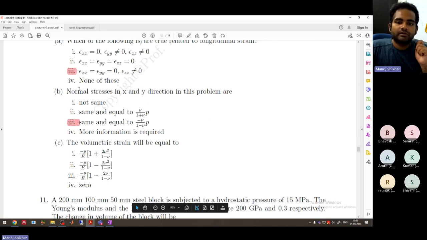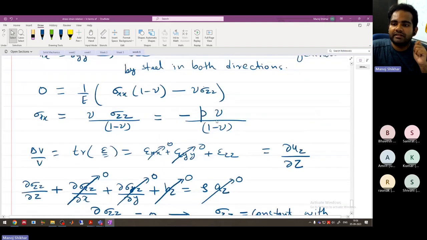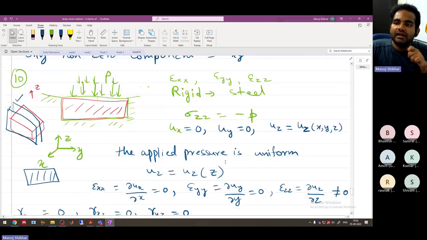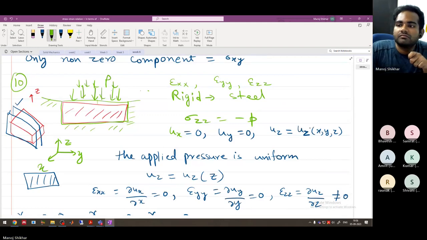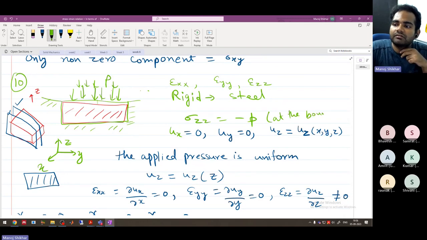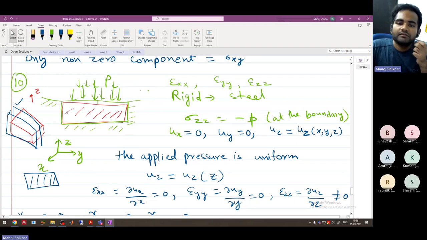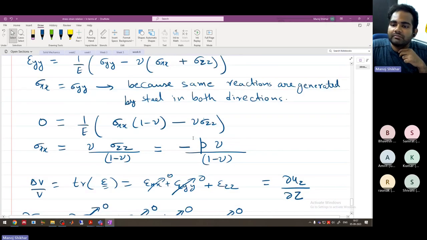Okay, so for question number B, I missed something. I directly put sigma zz equal to minus p here. Okay, but this is not correct. Why? Sigma zz is minus p at the boundary. At the boundary. Okay, so I missed that step here at the start. So I'm sorry for that. So they have given that on the top surface they are applying minus p. So this replacement is possible only at the top part. Otherwise, sigma xx is related like this.